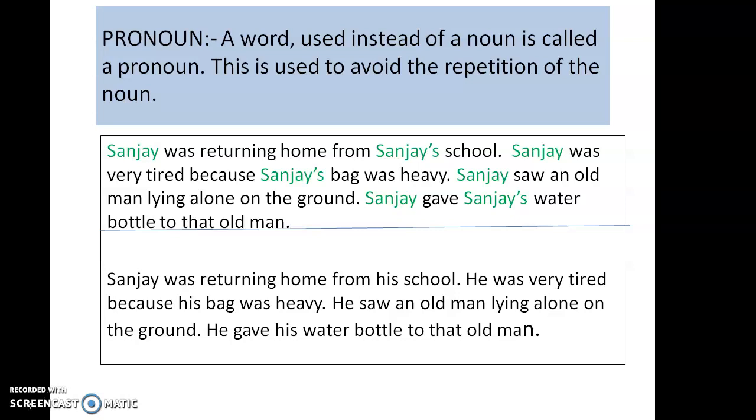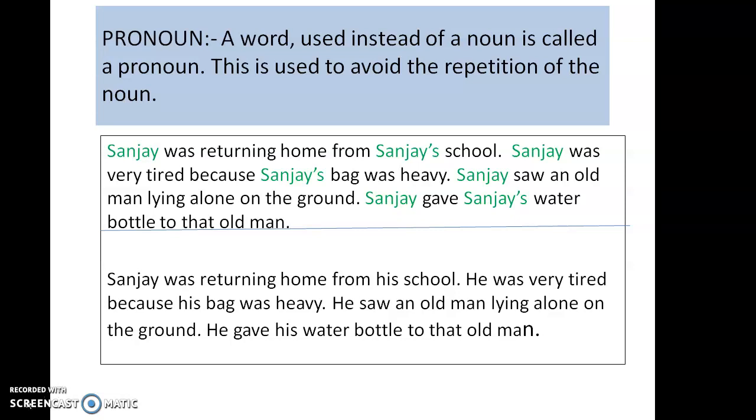What is a pronoun? Pronoun is a word that is used instead of a noun. Pronoun क्या word होता है? जो हम एक noun की place पे use करते हैं to avoid the repetition of the noun. Noun की repetition, noun को बार बार हमें repeat ना करना पड़े तो हम क्या use करते हैं? Pronoun use करते हैं. कैसे?